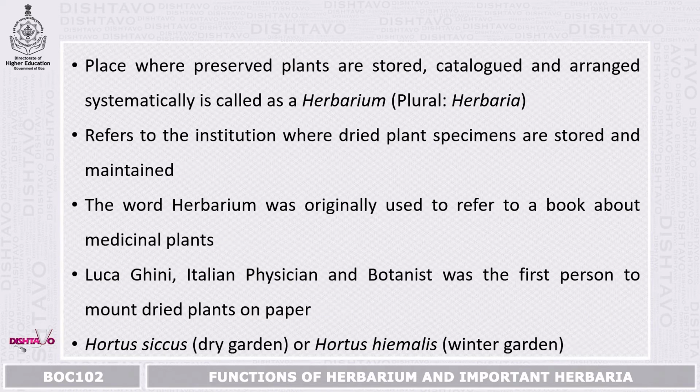The place where preserved plants are stored, catalogued, and arranged systematically according to a system of classification is called a herbarium, plural herbaria. It also refers to the institution where dried plant specimens are stored and maintained. The word herbarium was originally used to refer to a book about medicinal plants.